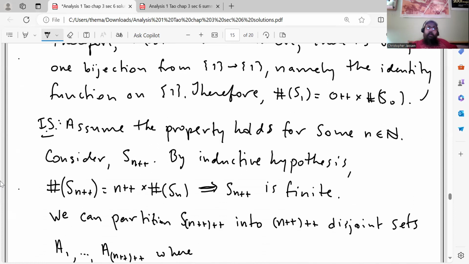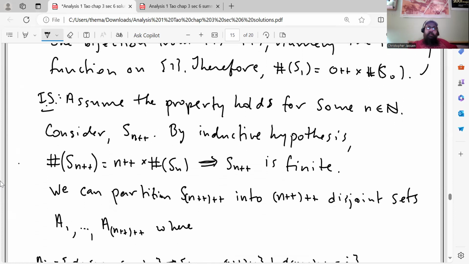All right, then we move on to the inductive step. Assume the property holds for some natural number n. Consider S sub the successor of n. By inductive hypothesis, the cardinality of S sub the successor of n is equal to the successor of n times the cardinality of Sn, which implies that S sub the successor of n is finite.